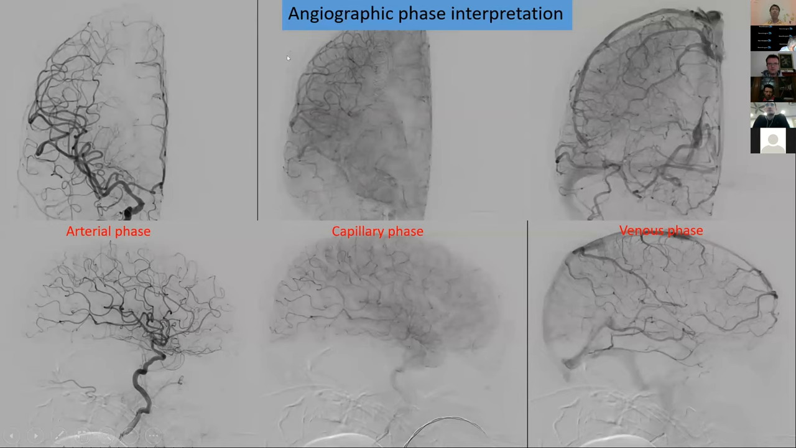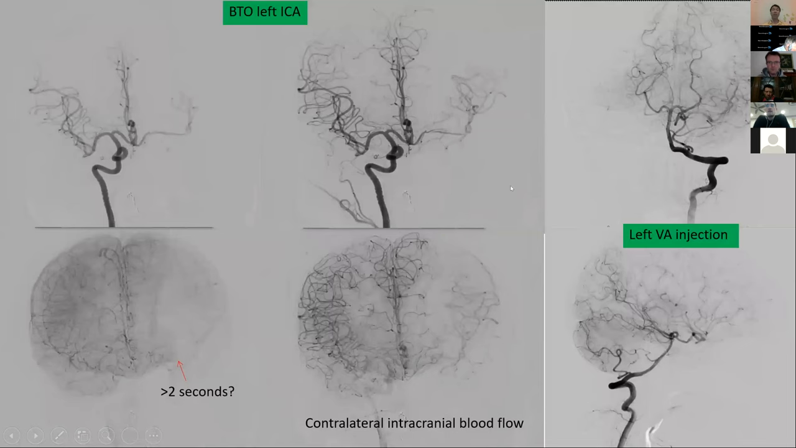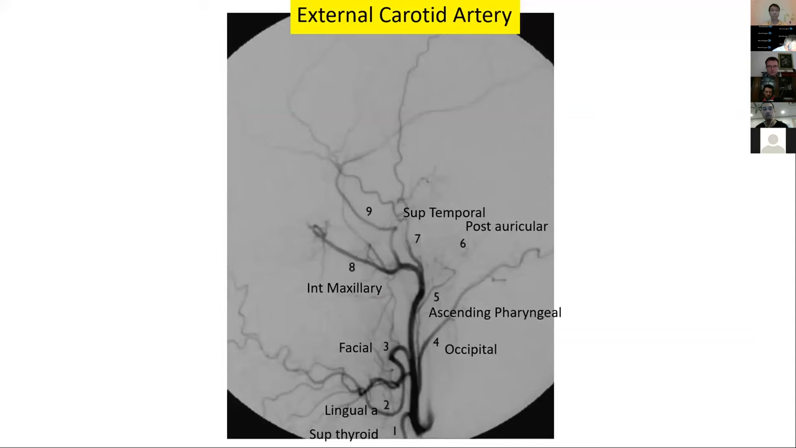In our presentation, we should divide the arterial phase, capillary phase, and venous phase. This has benefits for interpretation once we perform the balloon test occlusion. When we compare both sides, if the occluded side has a venous phase delayed by more than 2 seconds compared to the normal side, that means there is not enough flow. We should not sacrifice this aneurysm.